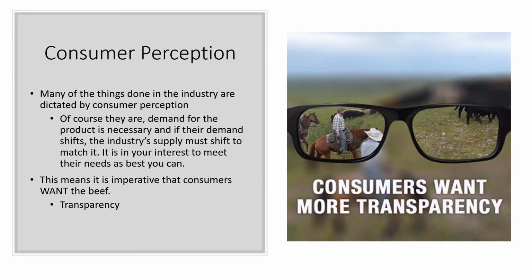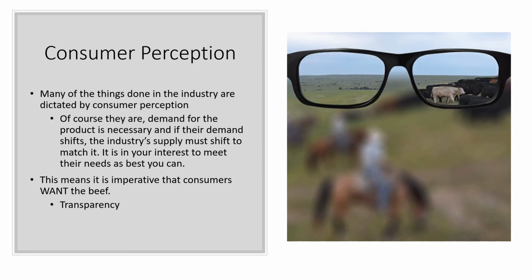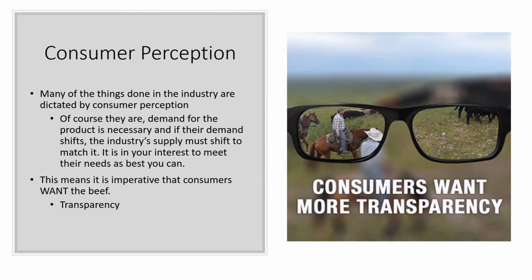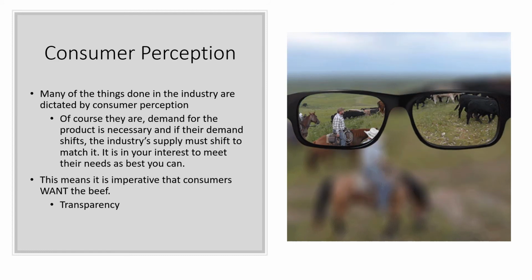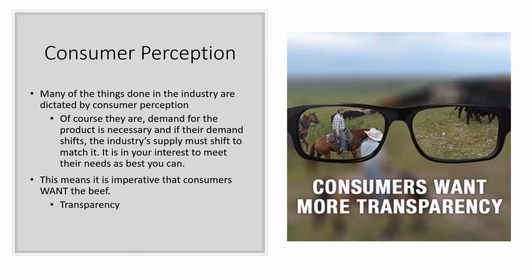You need to sell to your consumers. You're making a product at the end of the day. It's a business, and it is in your interest to meet their needs as best as you can. This means it is imperative that consumers want the beef. And one of the best ways you can do that is to have transparency, as you can see in this great GIF I have right here.